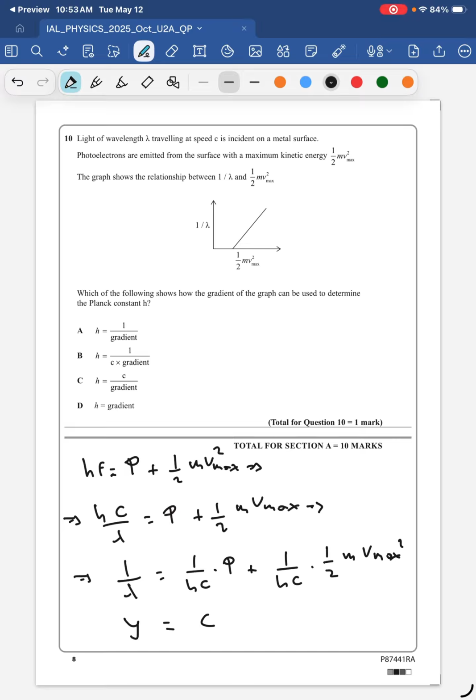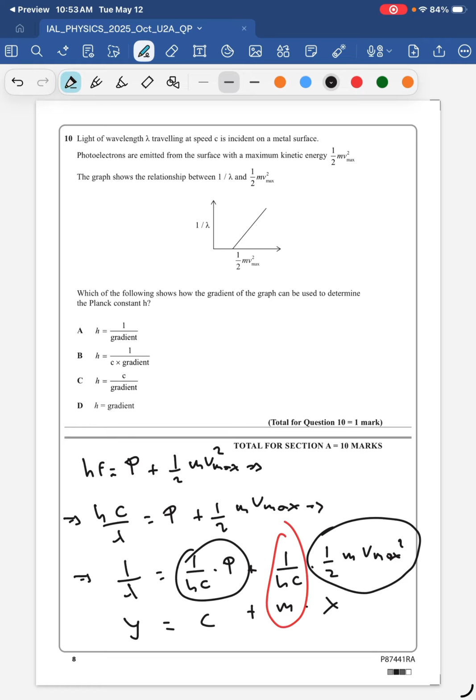And this has the form y equals c plus m times x. So this will be our constant, this will be x, and this will be m. So m is the gradient, of course. So the gradient is 1 over hc. So h is 1 over c times the gradient, which is option B. Hope this makes sense. This was section A.